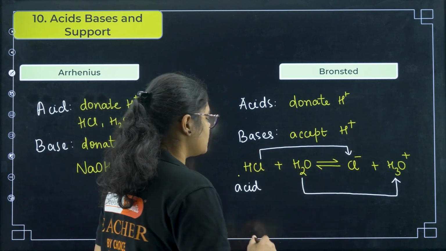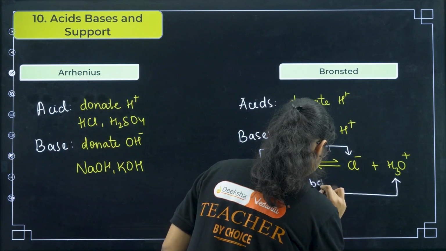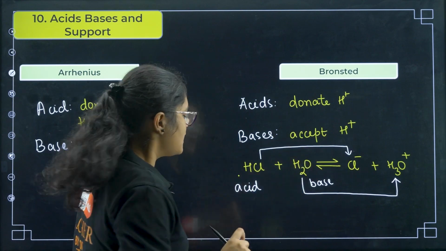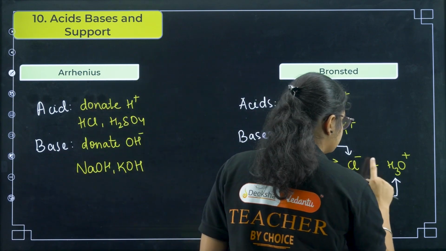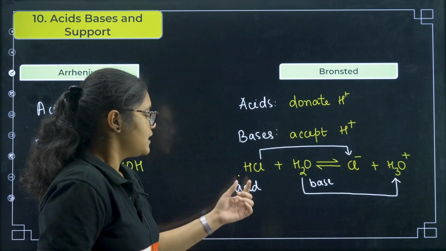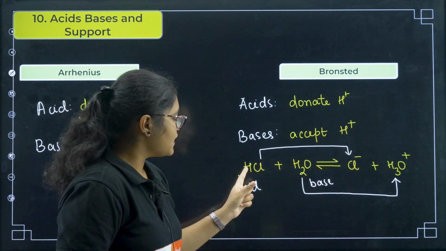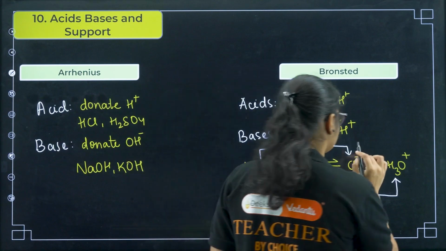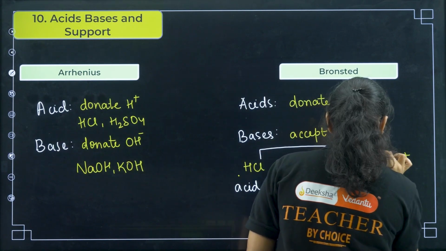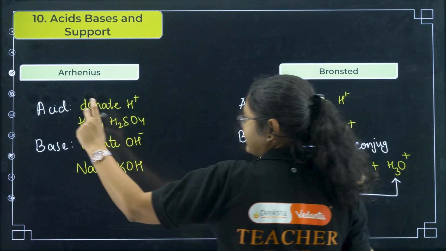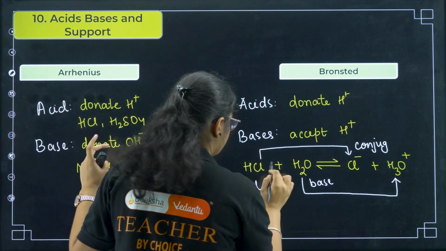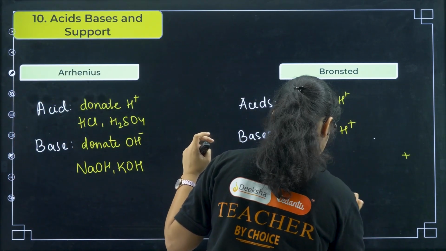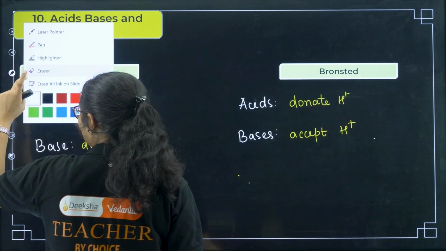So what is this H2O here? This H2O is the base. Why? Because it is accepting the proton. Clear? Now there is something about this Cl minus and H3O plus. The product which is formed after the removal of H plus from an acid is called the conjugate base. Wait one second, we'll write it a little bigger so that we can get more space and understand it clearly.